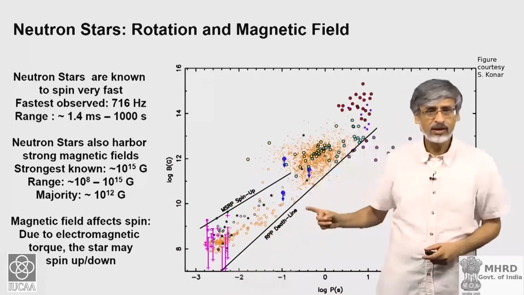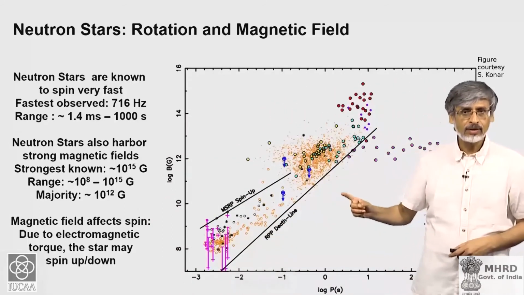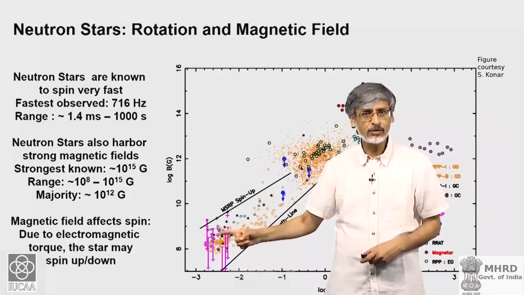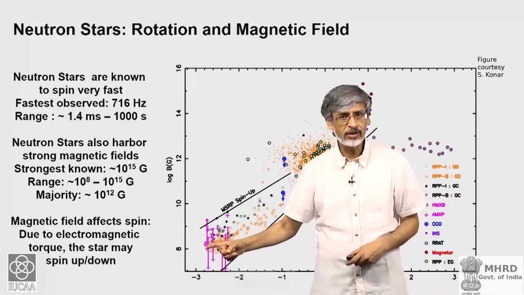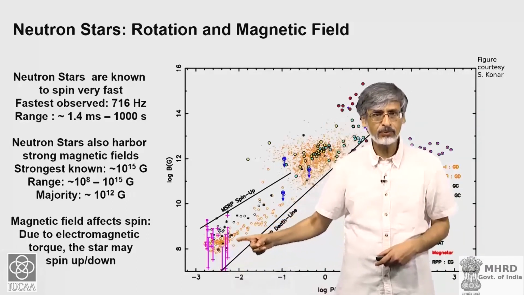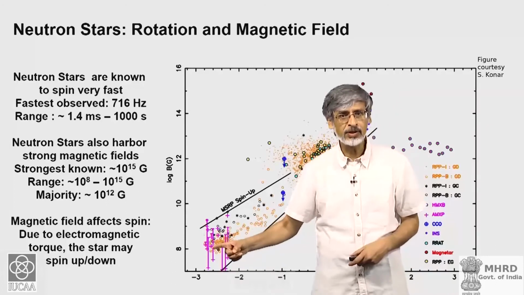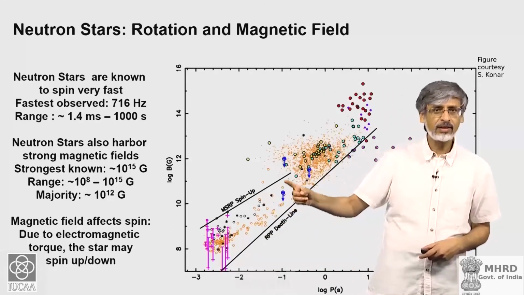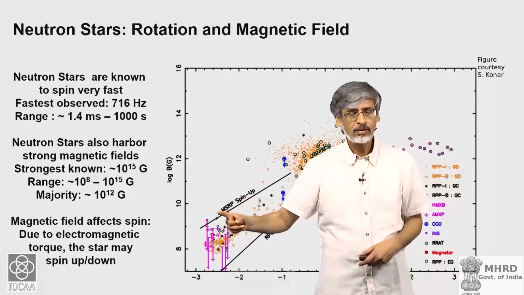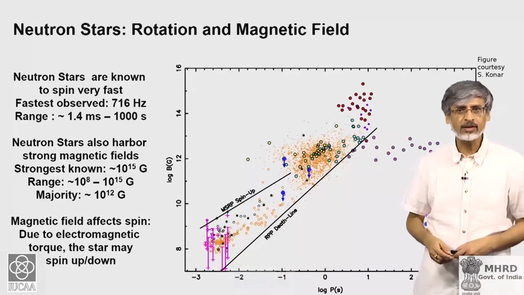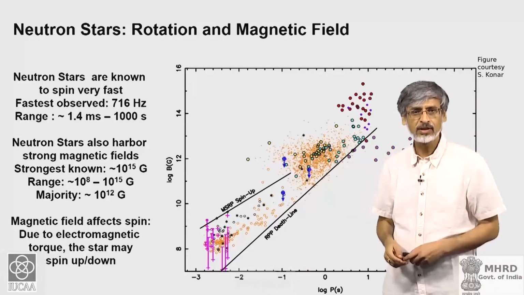On the other hand, if the magnetic field of these neutron stars happens to be very small, then the interaction between the accreting matter and the magnetic field causes the neutron stars to be spun up to very short periods. So, many of these are products of such a spinning up process in binary systems, and this line here corresponds to the maximal spin up that can occur in binary systems of this kind.